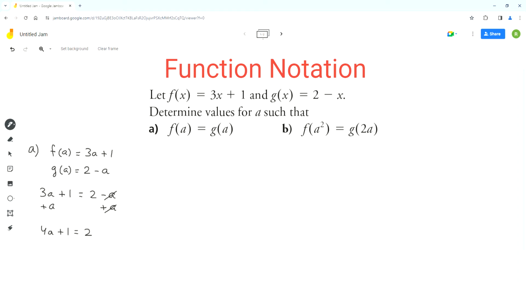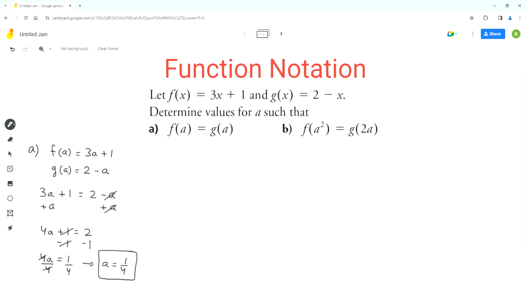Now we can combine the number terms on the right side, so we should subtract 1 from both sides. So the ones on the left side will cancel each other out, and we get 4a equals 1, because 2 minus 1 is equal to 1. And now we can isolate a by dividing both sides by 4, and the 4's on the left side will cancel each other out, and we get a equals 1 over 4. So this should be the final answer for part A.